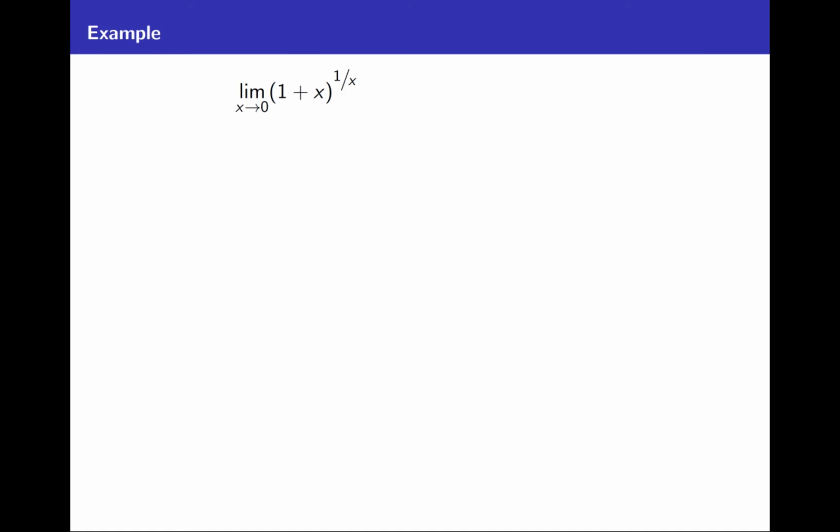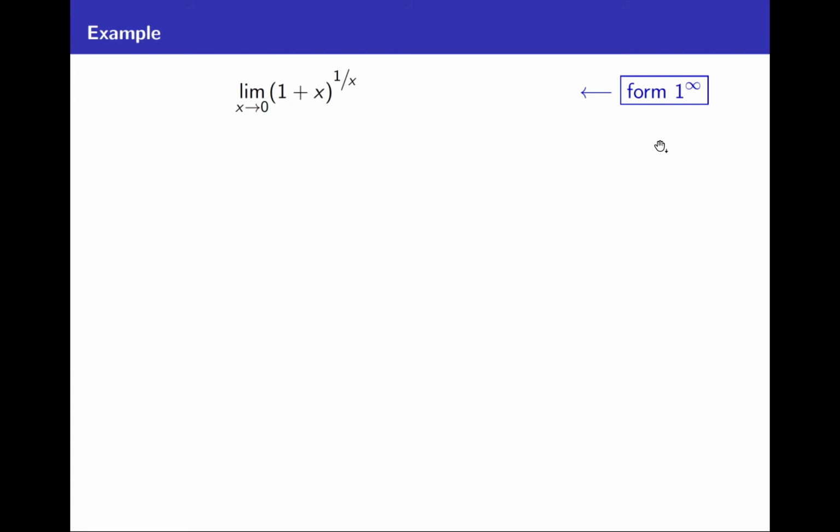Here's another example. The limit as x goes to 0 of 1 plus x to the power of 1 over x. And looking at this, it's a form 1 to the power of infinity. Because x is going to 0, so the 1 plus x is approaching 1, and the 1 over x is getting bigger and bigger and bigger. So we definitely have form 1 to the power of infinity.